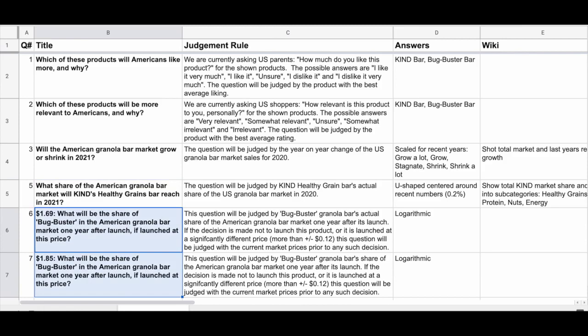Here I've done 2 because we want to get a little bit of a sense of price elasticity at the same time. So I'm offering to the audience this bar at $1.69 and $1.85 as a low price and a high price. The rule for that type of question has to specify that it will be judged at the actual market, for instance, 1 year after launch, if the price is around that area, plus minus, give and take a little bit.